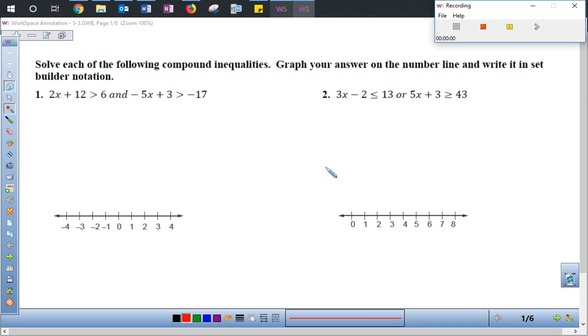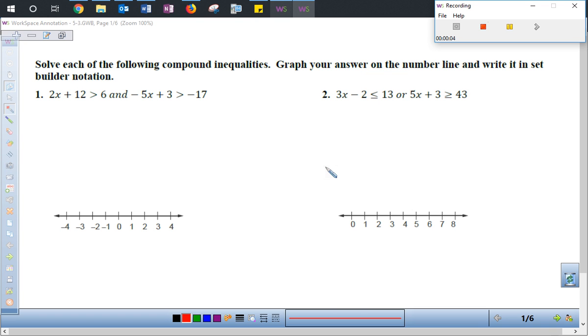Alright guys, today we are going to talk about compound inequalities in general. So that's addressing both and or inequalities. It says solve each of the following compound inequalities, graph your answer on the number line, and write it in set builder notation. Just a quick refresher, and inequalities are where we overlap. We want where the two graphs are overlapping, or inequalities are when we want to graph both of our graphs.